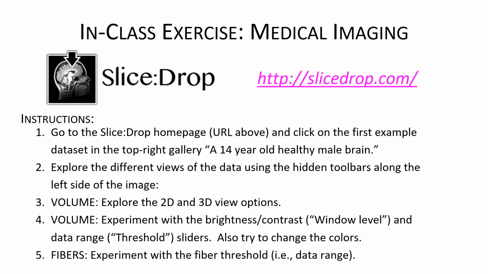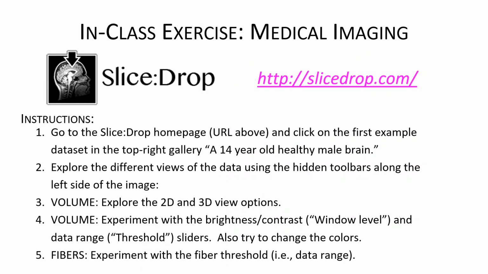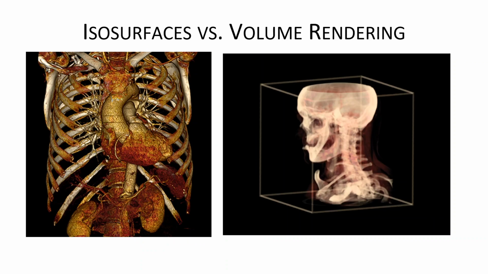Okay, hopefully you've all done that. So here we go. This is why I want an isosurface versus a volume rendering. What's the difference between the two? Notice there is a distinct reason for having one or the other in a lot of cases. And hopefully you've discovered that with the slice drop, that sometimes you actually want an isosurface, sometimes you want a volume rendering.